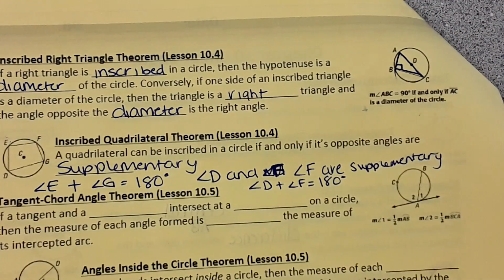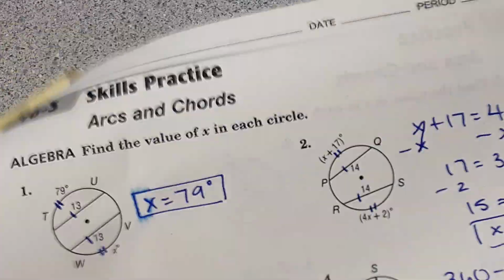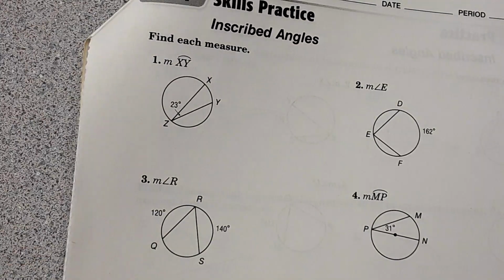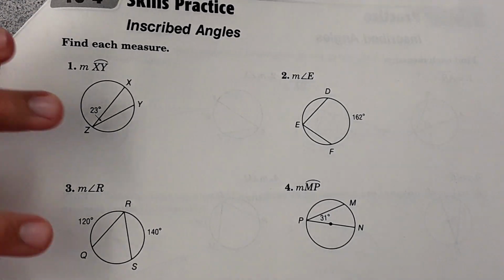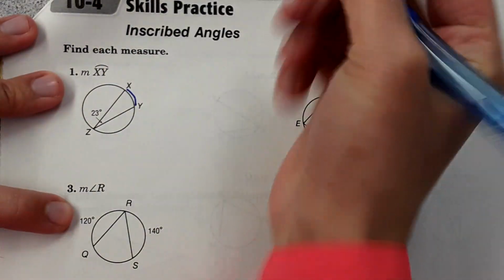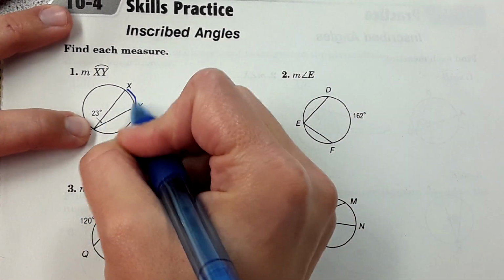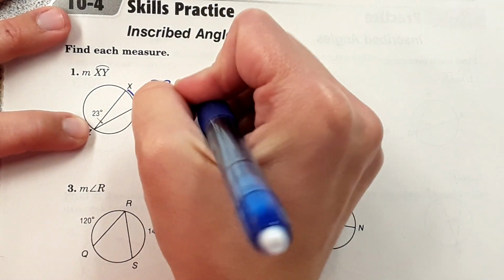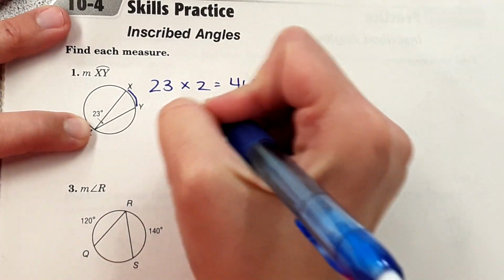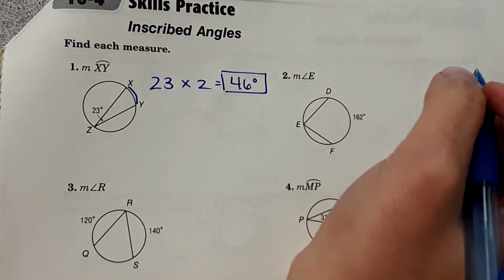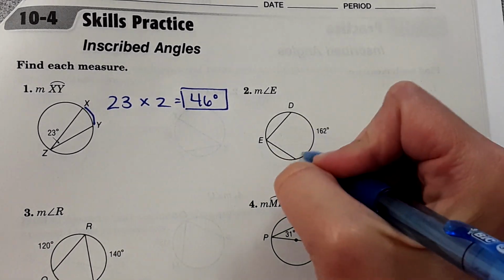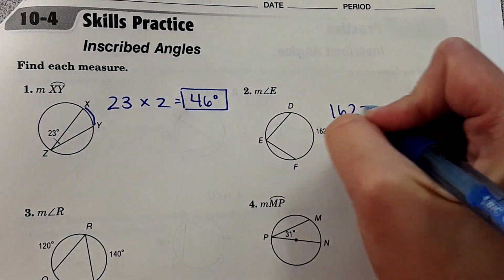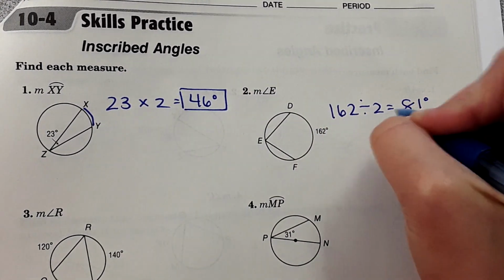So we're going to move over to Workbook 10-4. Just flip over to the workbook page for this lesson on inscribed angles. Okay, number 1 asks for the measure of arc XY. This inscribed angle is half the measure of this arc, so we can do 23 times 2 to get 46 degrees. And that is our answer. Number 2, now they give you the arc measurement, and we need to find the angle measurement. So this arc is double that angle measurement, so we can do 162 divided by 2 to get 81 degrees.